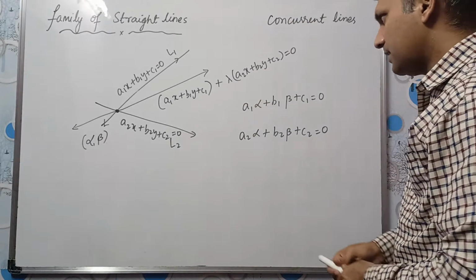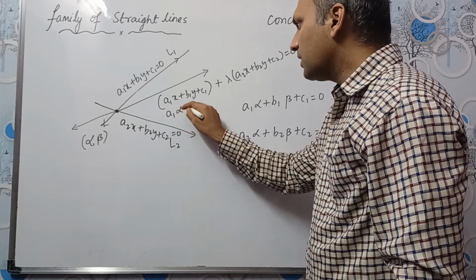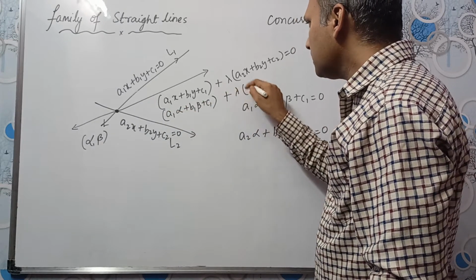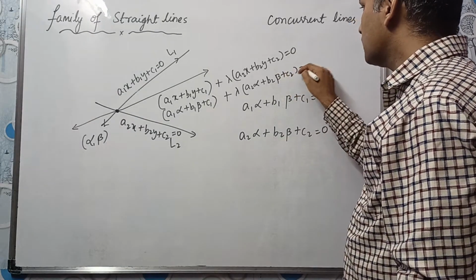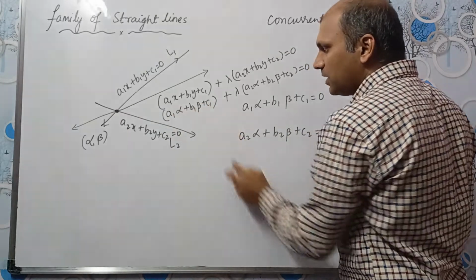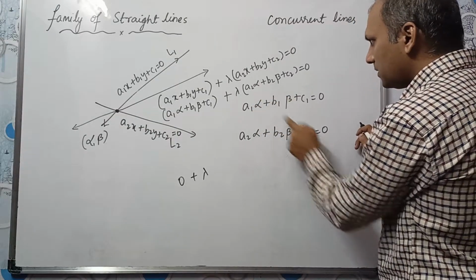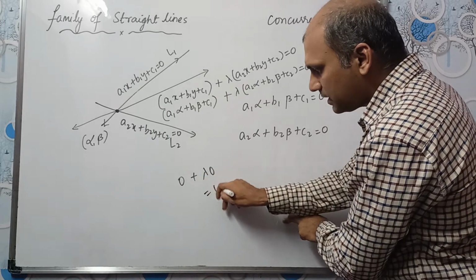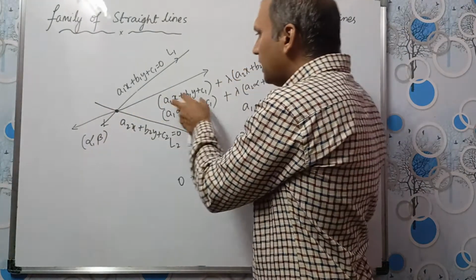Yes, let us substitute alpha beta here. So what do we have? It will be A1 alpha plus B1 beta plus C1 plus lambda times A2 alpha plus B2 beta plus C2 is equal to 0. But A1 alpha plus B1 beta plus C1 is 0, so this whole part will become 0. So we'll have 0 plus lambda times this, which is also equal to 0, so 0 plus lambda times 0 is equal to 0. It is satisfying, which means alpha beta will lie on the straight line.